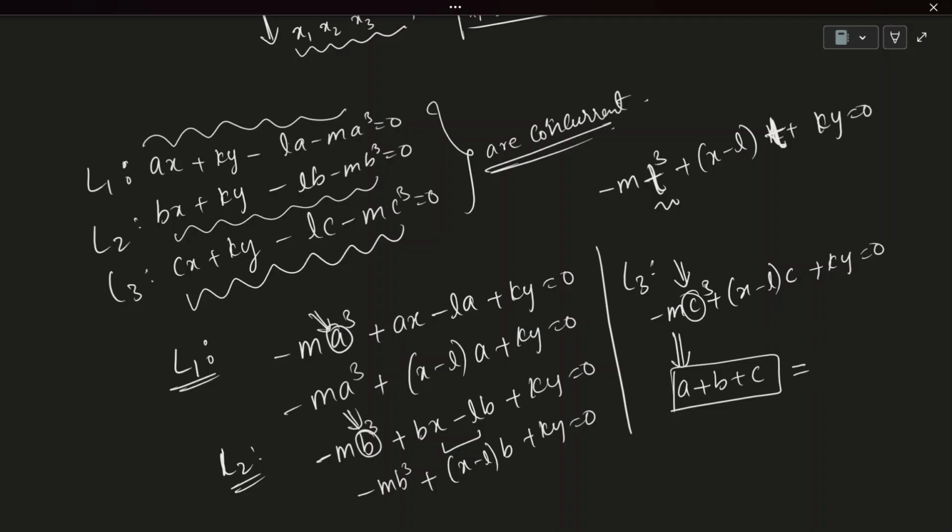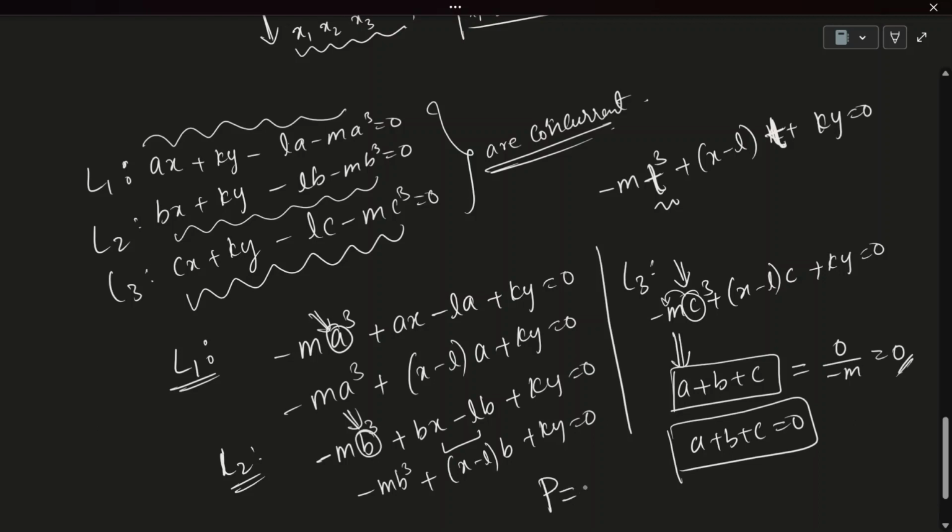So the sum of the three roots is minus the x square coefficient divided by the leading coefficient, right? So x square is not there here, so it is 0. So 0 by the leading coefficient, which is negative m, is 0. So like that we get a plus b plus c is equal to 0. So p is equal to a plus b plus c, which is 0.